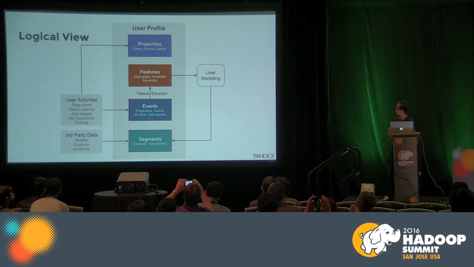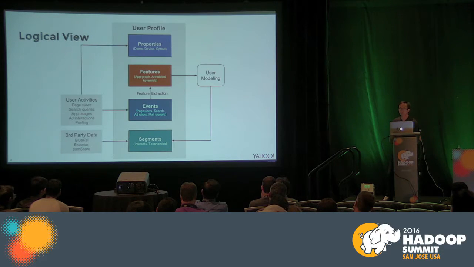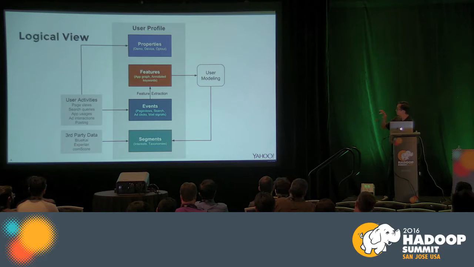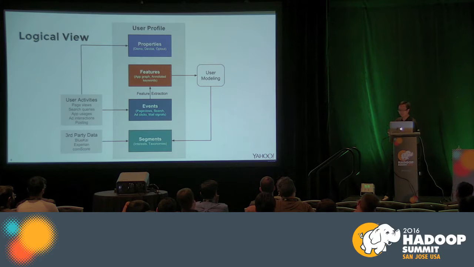As you can see, we are collecting data from user activities because Yahoo is a website. We can collect user activities like page views from the web server and search queries from the search engine logs. We can also get a lot of activities like ad interaction, ad view, and ad click from the ad servers. So those are the user activities. We are collecting activities as events. An event is something like who did what at what time. That's user behavior. But user behavior does not explicitly express the user interest. So we have to extract representative features from the raw events.